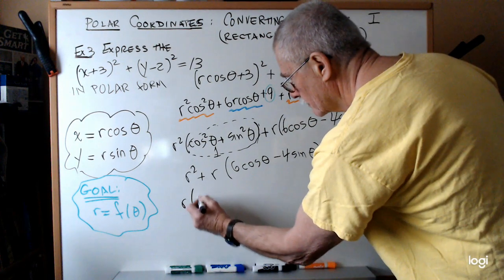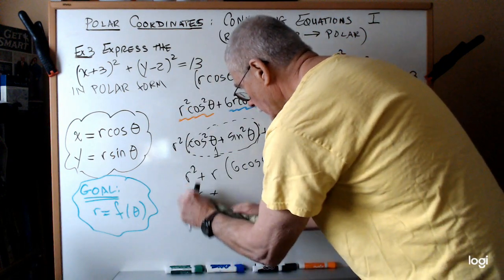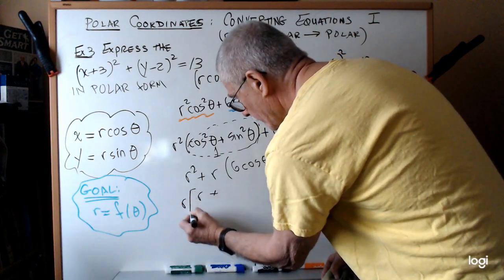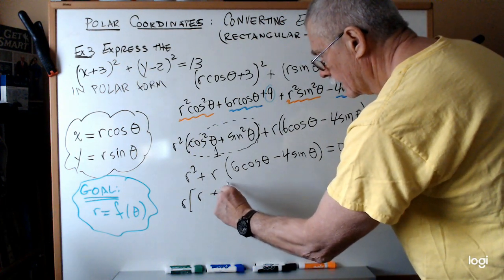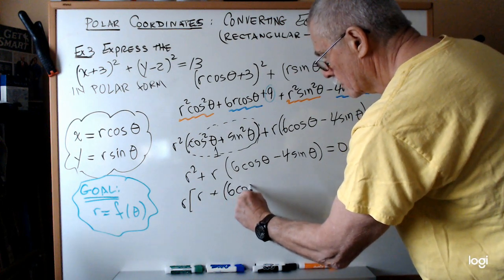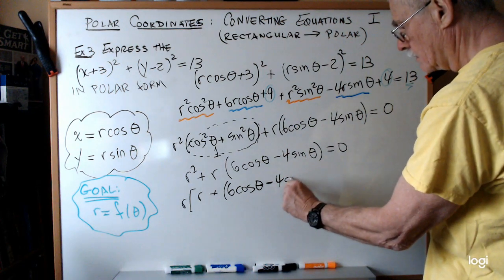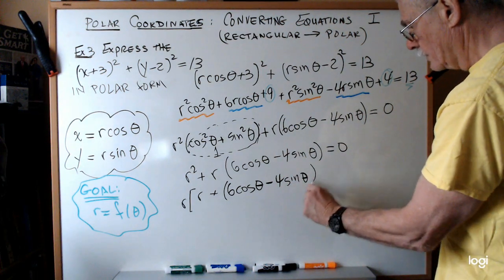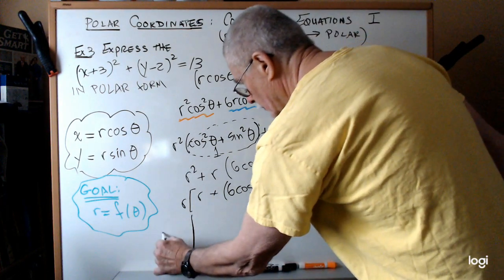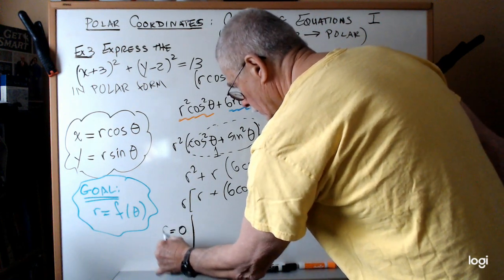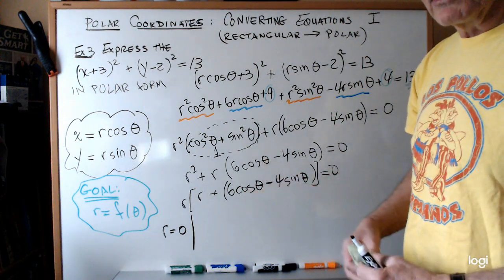and I get, if I take out the r, in fact, let me make this a square bracket here. You get r plus, what do you get? You get 6 cosine theta minus 4 sine theta equals 0. So you get either r equals 0, which is a point. It's what we call the origin, but in polar coordinates it's called the pole.